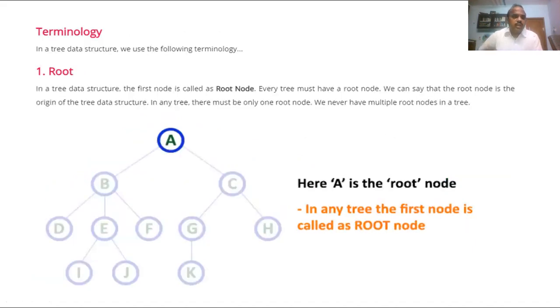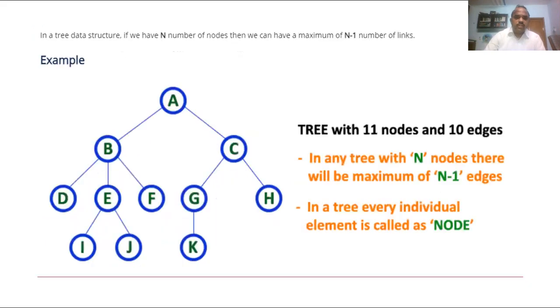Clear? Terminologies. In a tree data structure, we use the following terminologies. Root: in this tree, this is called the root, which is the topmost node. The topmost node is called the root of the tree.